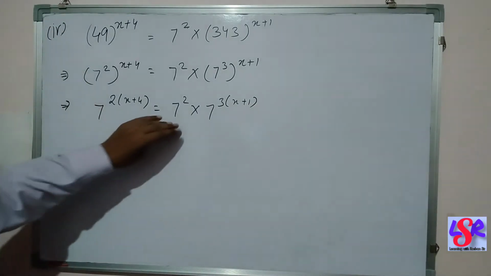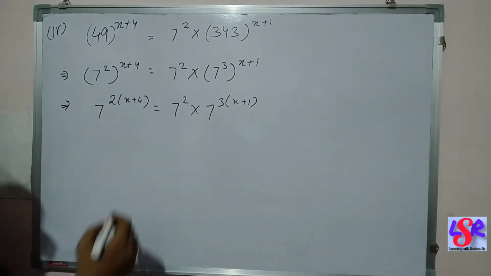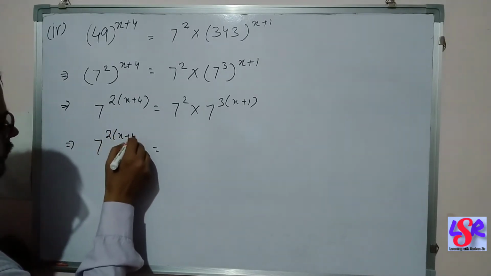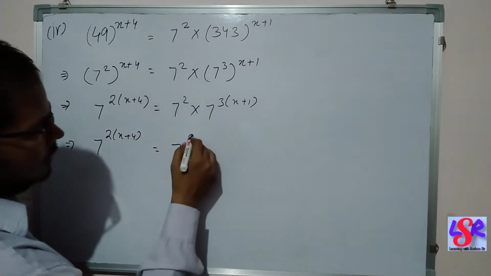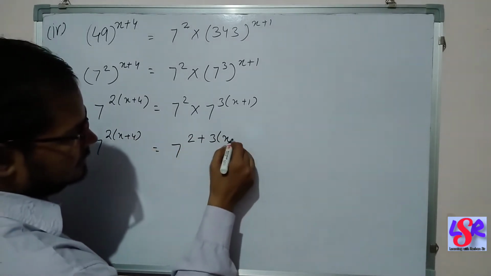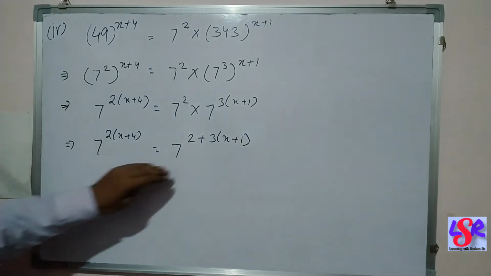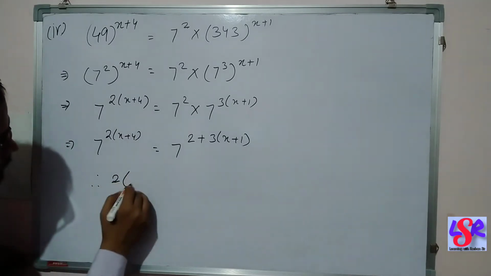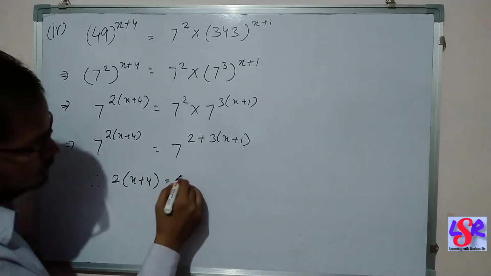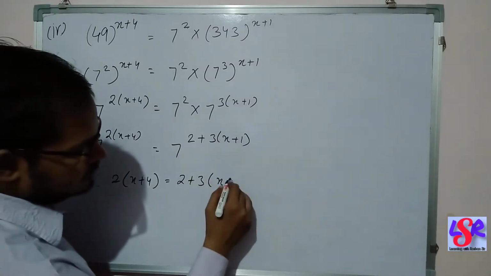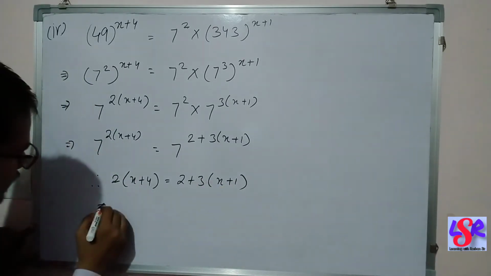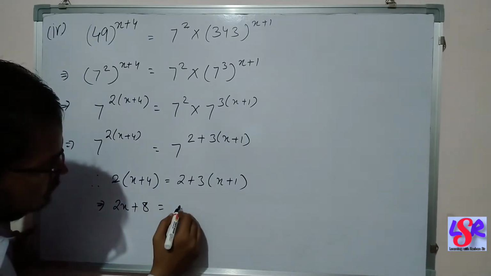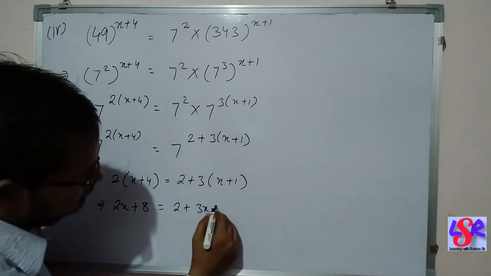Now here the bases are same, so the powers will be added, and this will be written as 7 to the power 2x plus 4, 7 to the power 2 plus 3 in bracket x plus 1. Now we are having the same bases, so the powers will be equated, and therefore we'll be getting 2x plus 4 equals 2 plus 3x plus 1. Now open the bracket, and this will be 2x plus 8 equals 2 plus 3x plus 3.